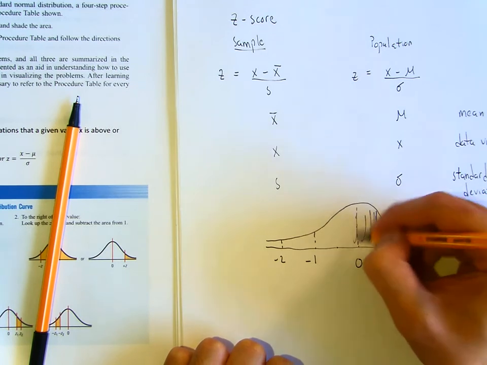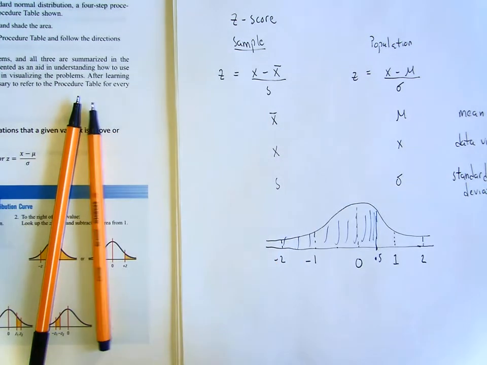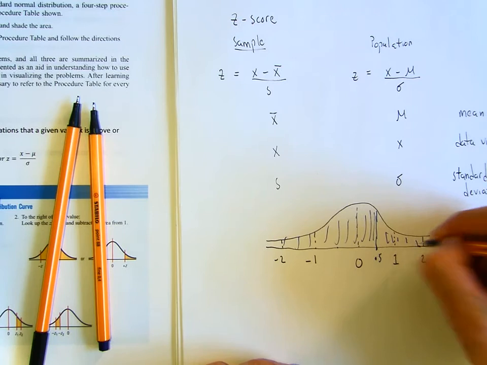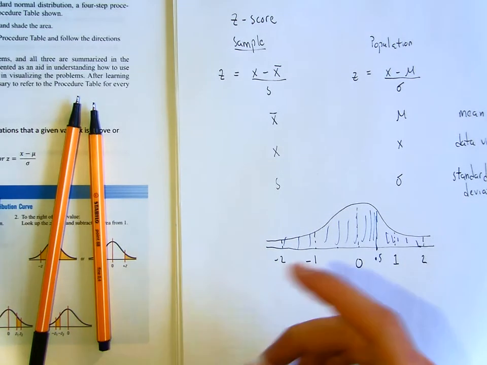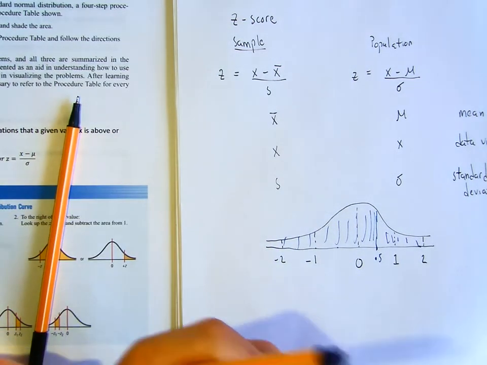What is the area to the left of this? What is the area to the right of this? And how do we actually find those data values? So that's the general idea of the lesson.